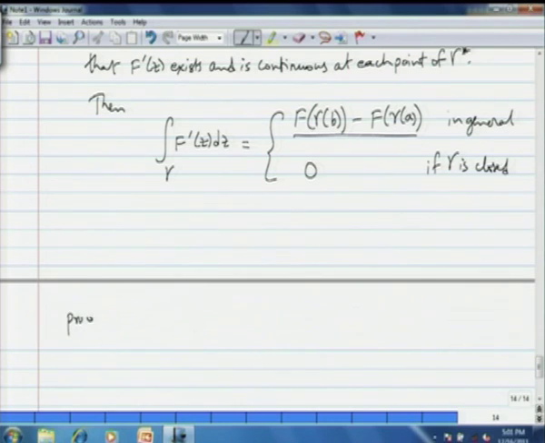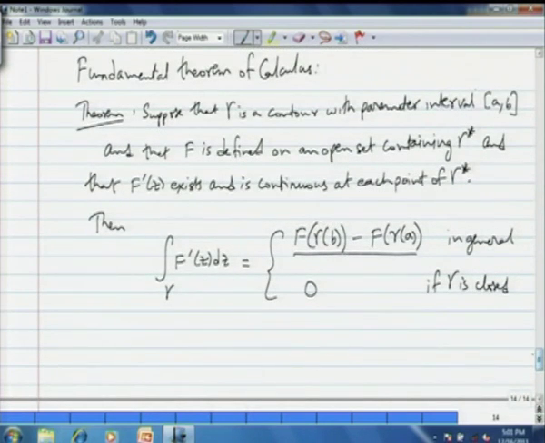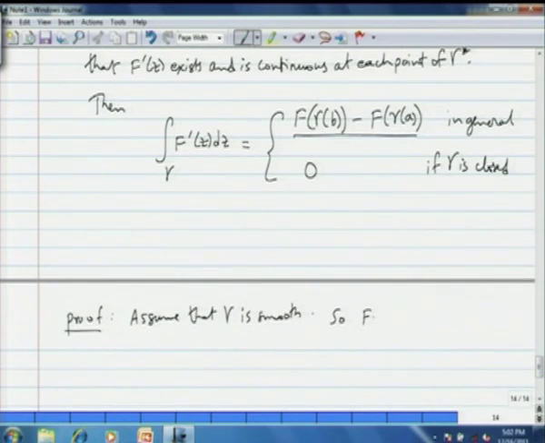It is really easy. So, assume that gamma is smooth to begin with. Okay. So, we will relax this for the time being. Let us assume that it is smooth. Okay. So, now the hypothesis on f, that it is differentiable on an open set containing gamma star, allows us to say that f circle gamma is differentiable.